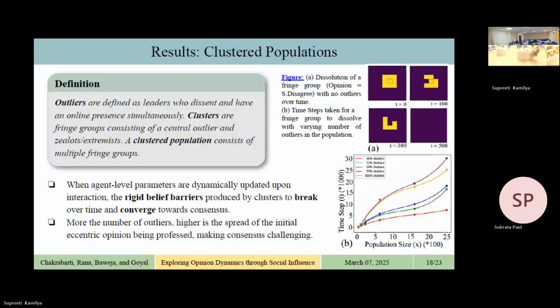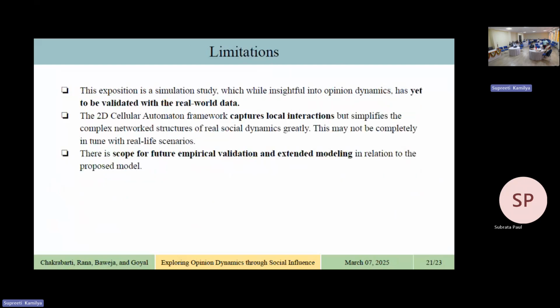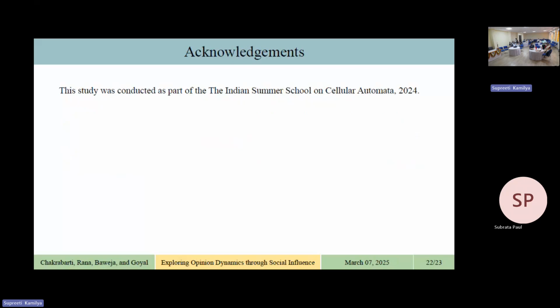Of course, this is only a simulation study. We have not validated this using any real-world data, but this is something that we intend to do in the future. We are also greatly simplifying the complex social structures that are more like complex networks. But we are happy with the kind of results that we have found, and obviously, empirical validation and extended modeling are required. This was conducted as part of the Indian Summer School on Cellular Automata 2024.